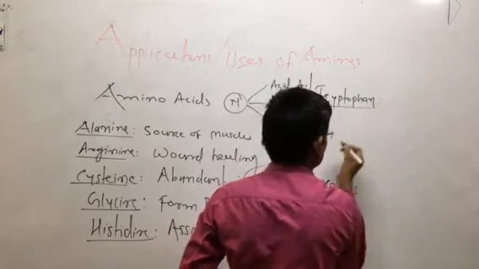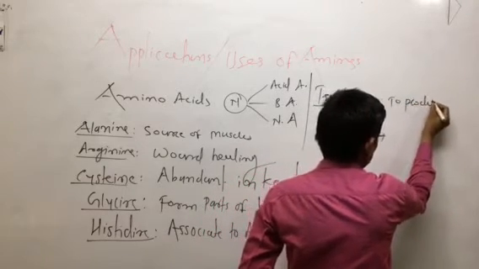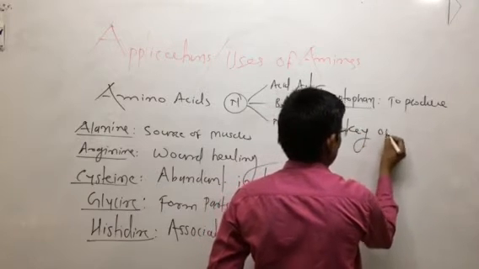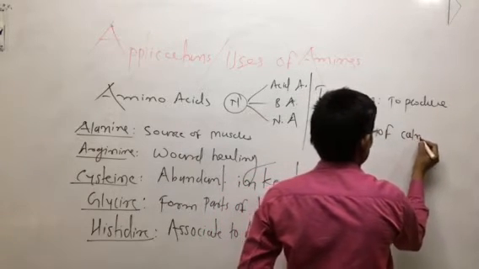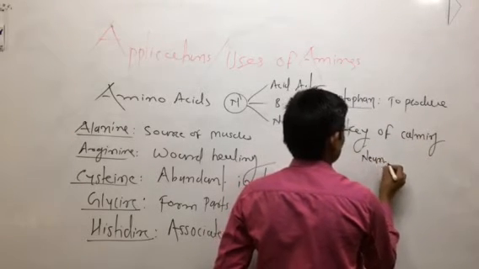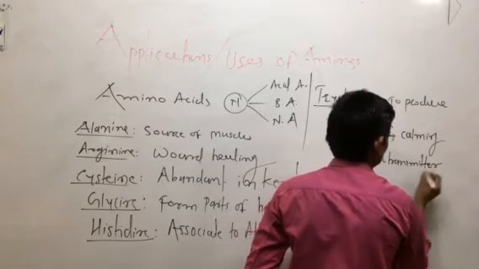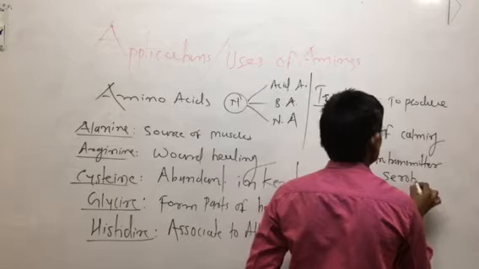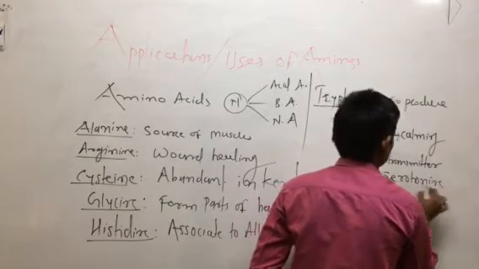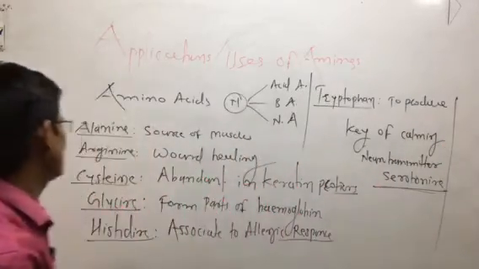Tryptophan amino acid is used to produce the key calming neurotransmitter serotonin. These are the uses or applications of these amino acids.